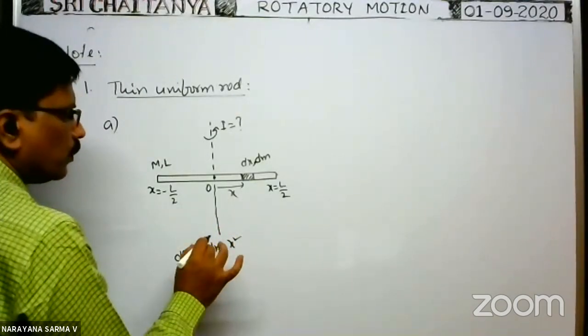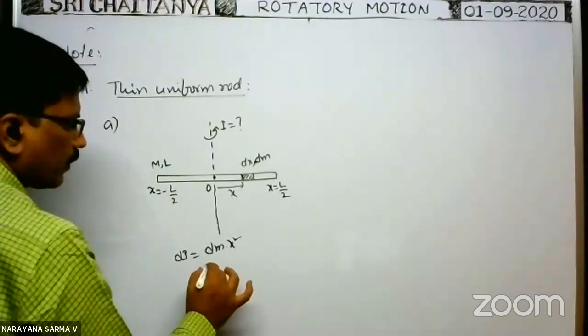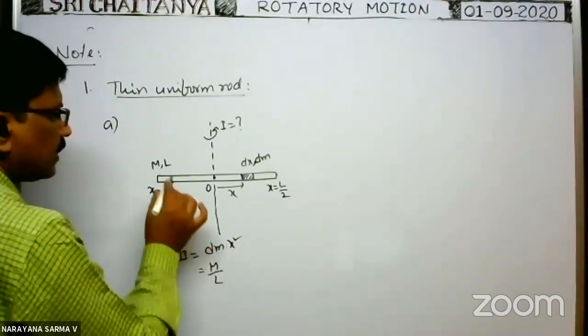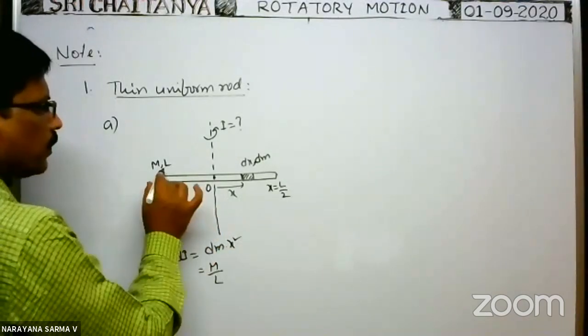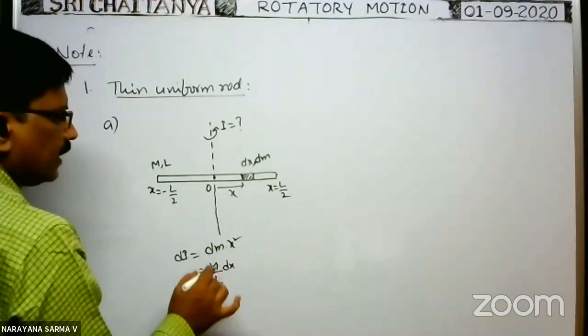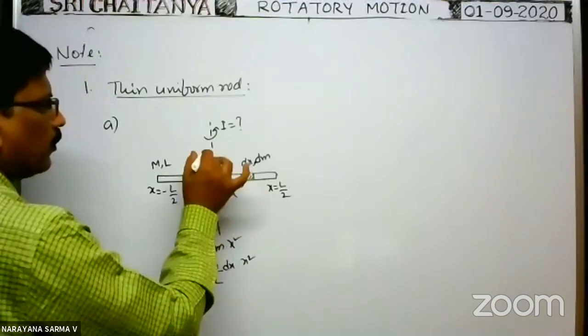The mass per unit length is equal to m by L, since the total mass of the rod is capital M and its length is L. If m by L is the mass per unit length, then for an element of length dx, the mass is m by L into dx. The moment of inertia of the element about this axis is the mass of the element into x square.